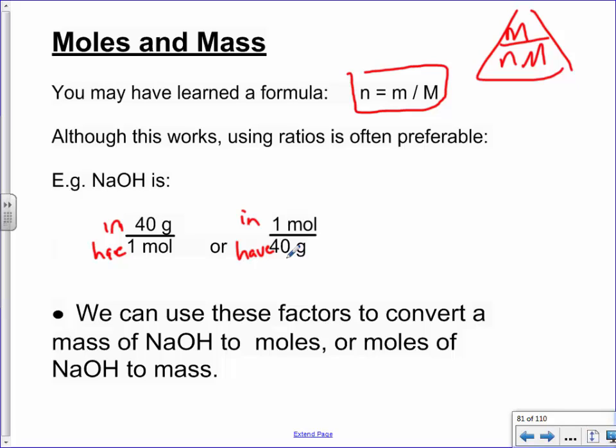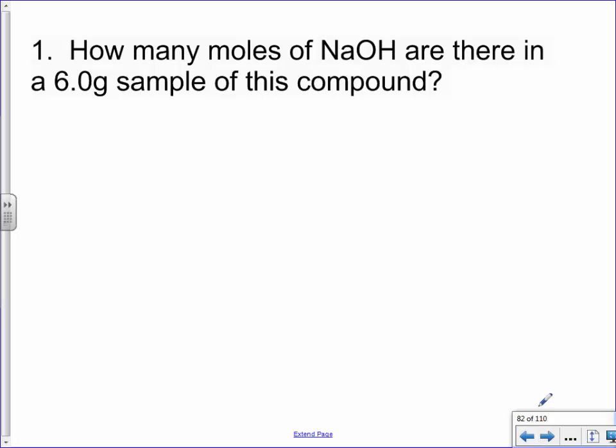Mathematically, 40 over 1 is not the same thing as 1 over 40. Those are different numbers. But in terms of using it as a ratio to solve a problem, basically this number is like the number 1, because these things are equal to each other. 40 grams is 1 mole. So I'm going to try to show you how to solve things using ratios. So let's do an example here. How many moles would there be if we had 6 grams?